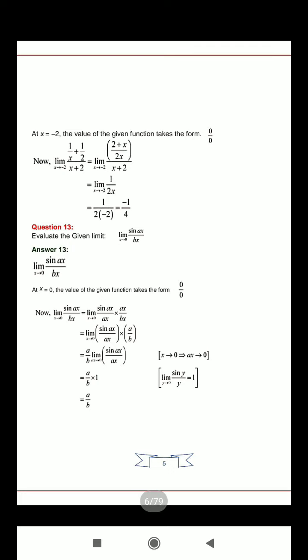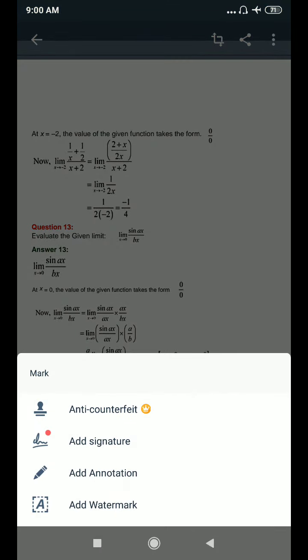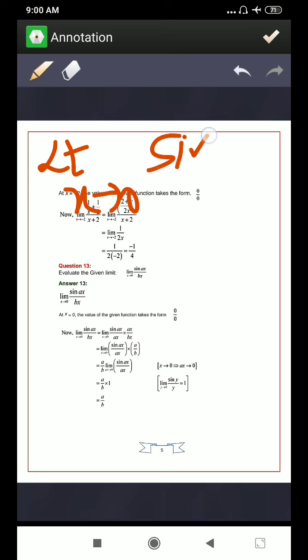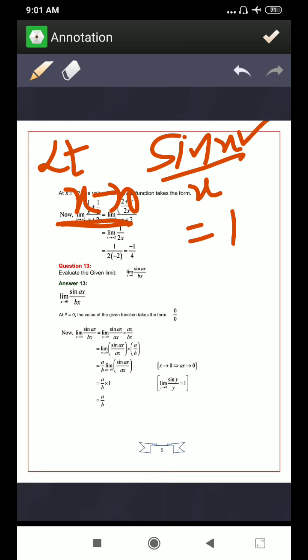While solving the limits of sine, cos and tan, you have to learn this theorem. Limit x tends to 0, sine x divided by x is 1. In this, what are the essential things you have to check? The limit x tends to 0 means this thing should tend to 0. And whatever is there in this theta, the same thing should be there in the denominator also.